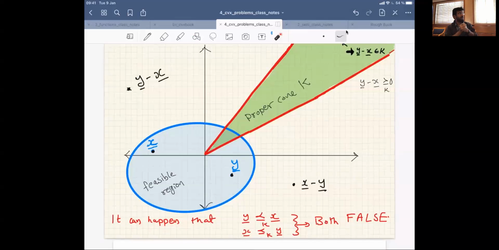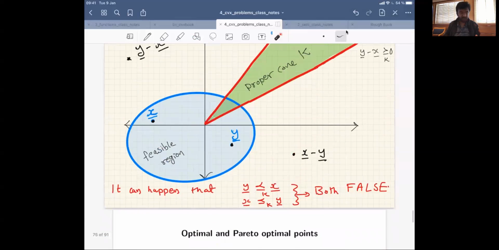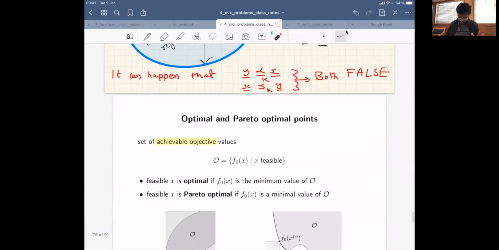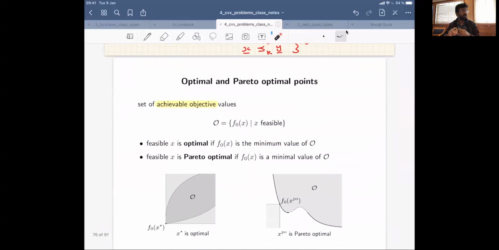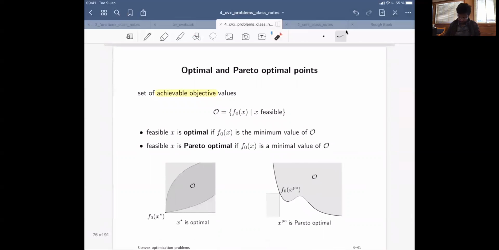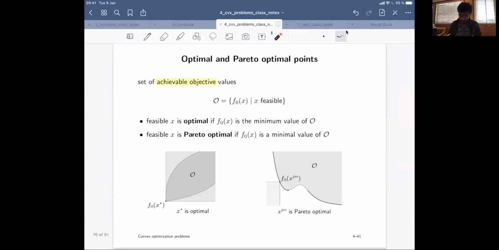This was not in our traditional optimization problem that we were discussing so far, which involved only scalar objective functions. So how do you deal with this situation? Now we will come up with the optimality of such vector valued objective functions. For that, we use two concepts. We define optimality using either an optimal point or a Pareto optimal point. Let's see what it is.